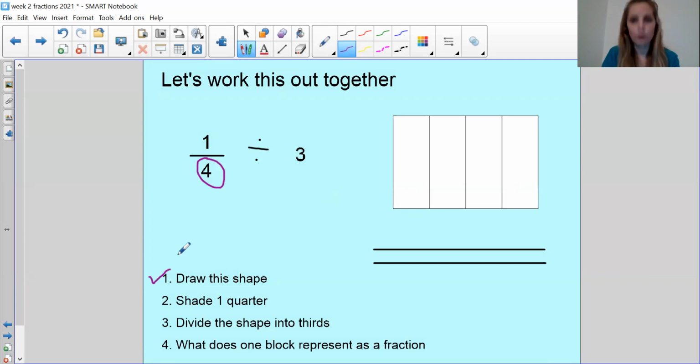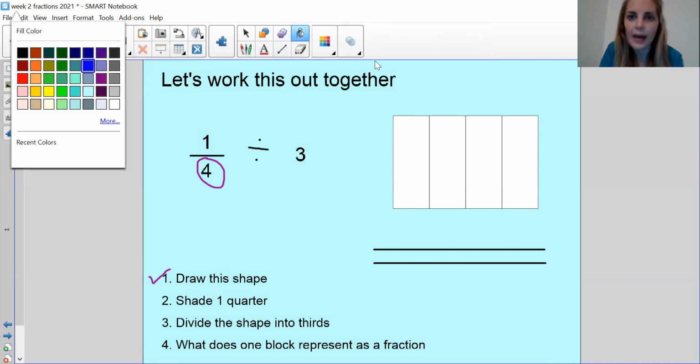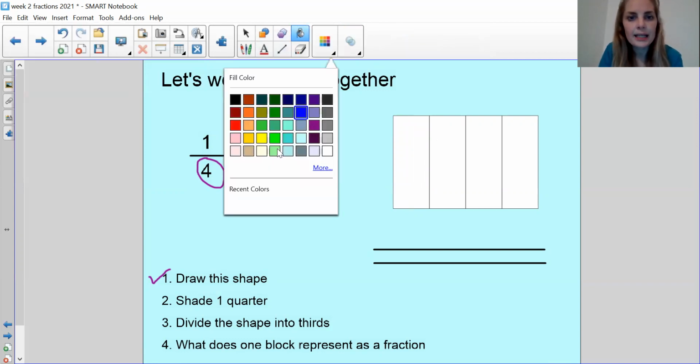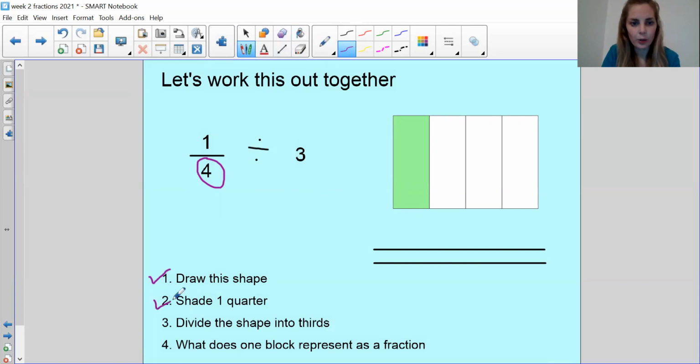So step number 1, draw the shape. Right, number 2, shade 1/4. Okay, so I'm going to shade 1/4 of this because this one here tells me that I've got one of them. Right, so let's just imagine shading as neatly as possible. Oh, you know what I could do? Let me see if this works. Let's be fancy today. Let's use green. Ta-da! Right, there's my quarter. Okay, so I have shaded 1/4. And the reason why I've shaded 1/4 is because I have 1 at the top here. So I've got my 1/4.